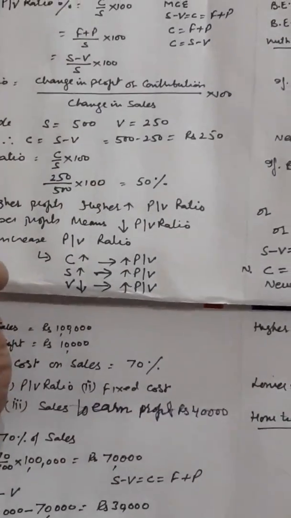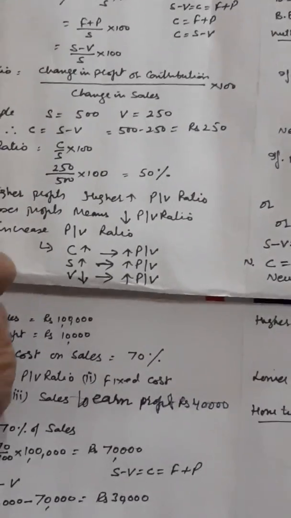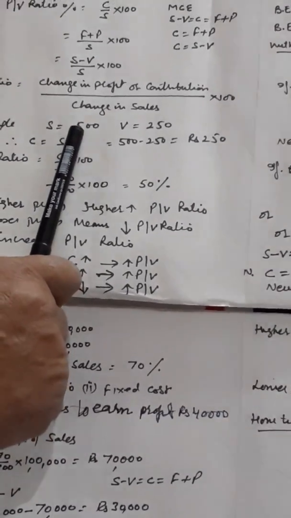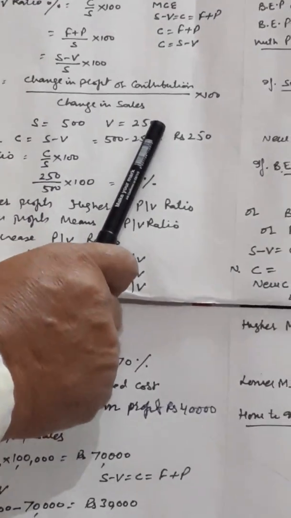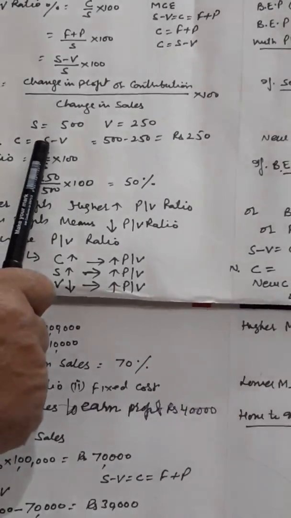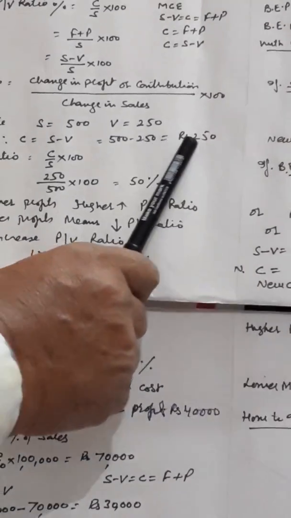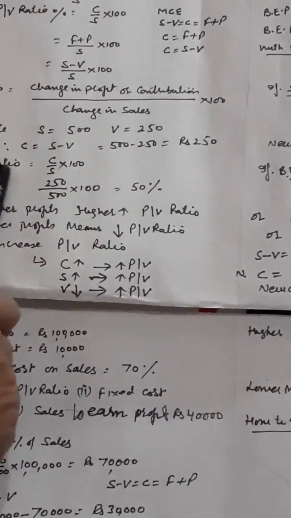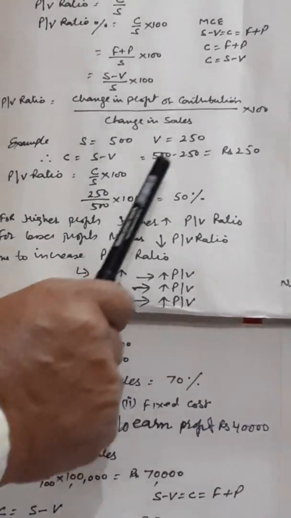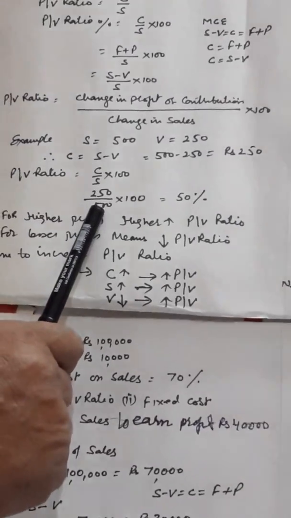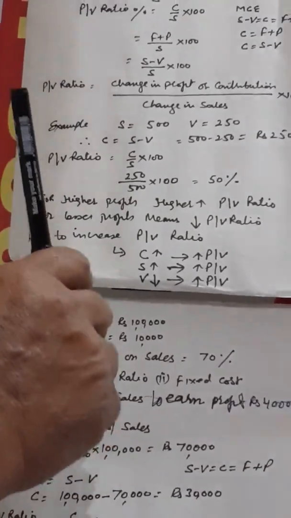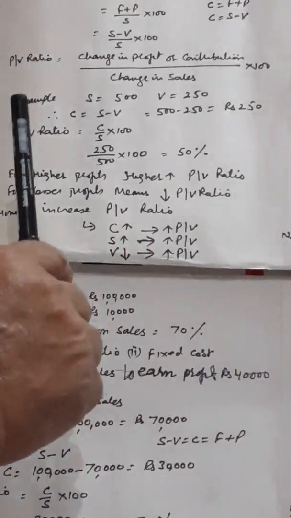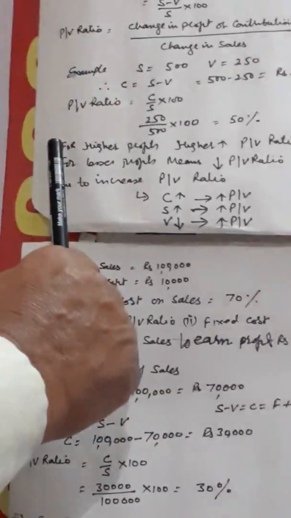Let us understand this PV ratio with the help of an example. Suppose S is equal to 500 rupees. Variable cost is equal to rupees 250. Contribution is equal to S minus V, 500 minus 250, it will be rupees 250. PV ratio is C upon S multiplied by 100. Contribution 250 divided by sales 500 multiplied by 100. It will be 50%.